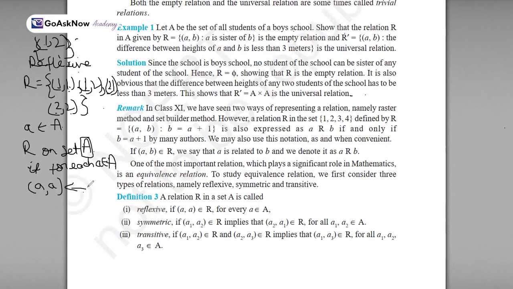Okay. Now I will tell you what a symmetric relation is.